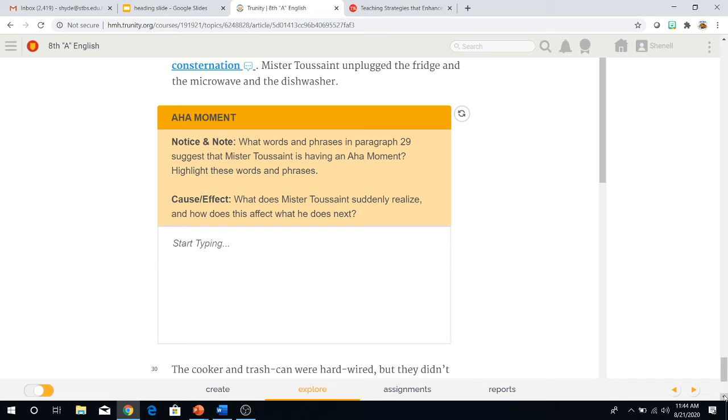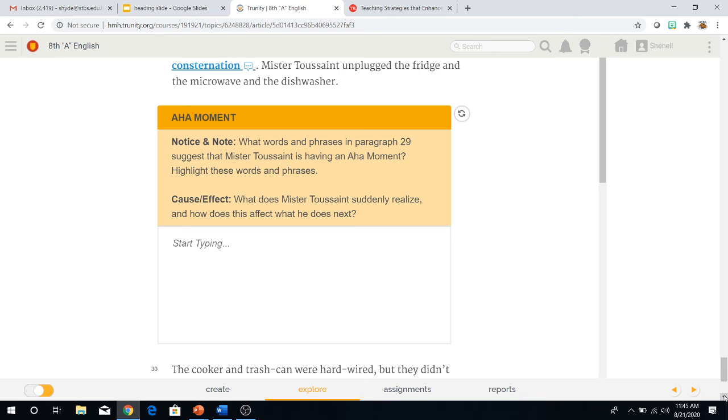Also, remember we referred to the Aha Moment with another word. Does anyone remember what that word is? That's right, an epiphany. An Aha Moment can be an epiphany, the moment the character realizes something. Notice and Note, what words and phrases in paragraph 29 suggest that Mr. Toussaint is having an Aha Moment? Highlight these words and phrases.